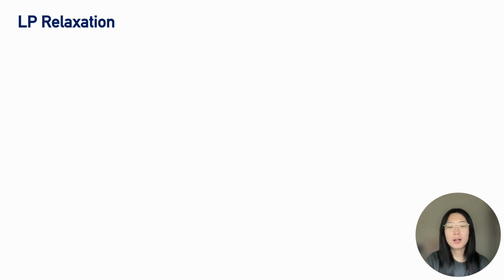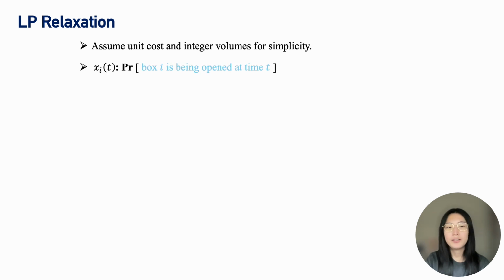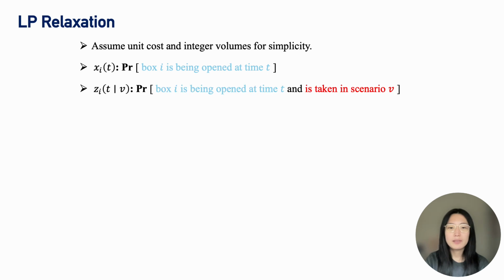Let's see the linear program relaxation. We first assume that the opening costs are 1 and the volumes are integers for simplicity. And we refer interested audience to our full paper for the details of the general case. We define 2 branches of variables. The first is x_it, which denotes the probability that box i is being opened at time t. And under this unit cost assumption, this means that we use the t-th time step to open box i. And variable z_it conditional on v denotes the probability that box i is being opened at time t and is taken in the scenario v.